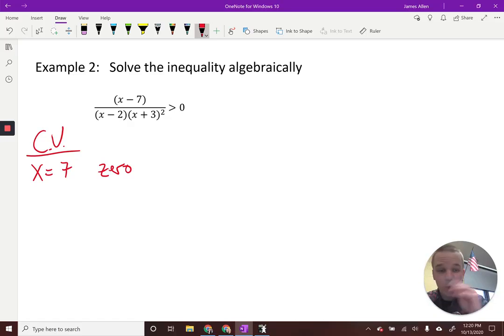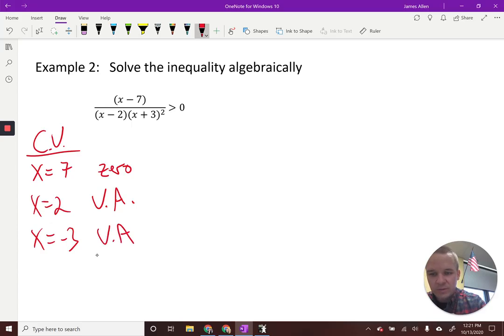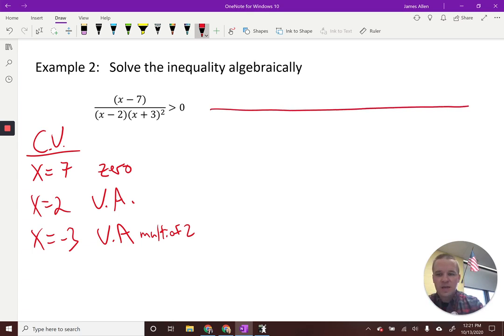Then let's see here. We have no holes, but we do have this x equals 2. That's a vertical asymptote. And then we also have x equals -3, and that as well is a vertical asymptote. But remember, this has a multiplicity of 2, and I'm going to jot that down so that I remember that when I'm doing my sign chart. And let's set that up. So -3, 2, and 7.